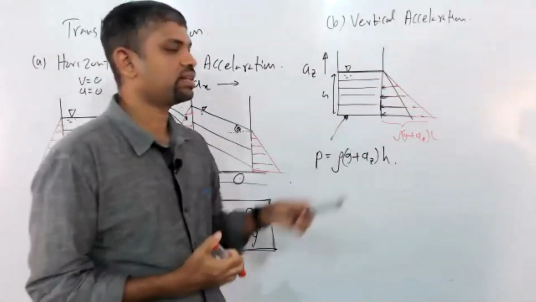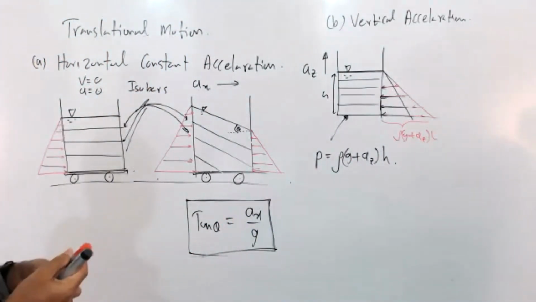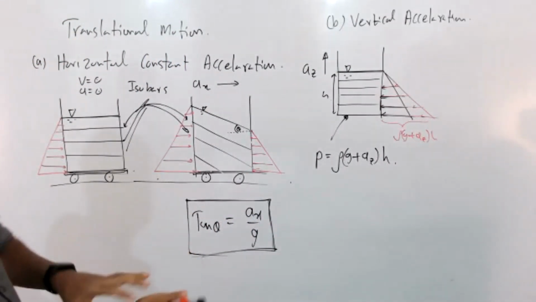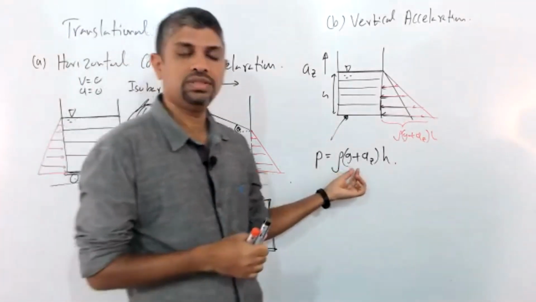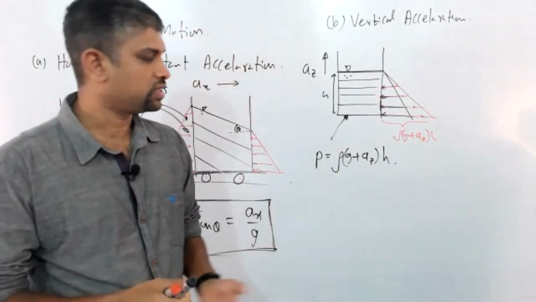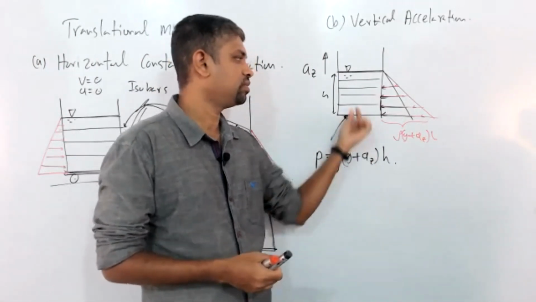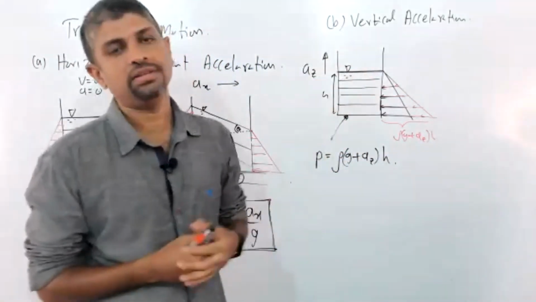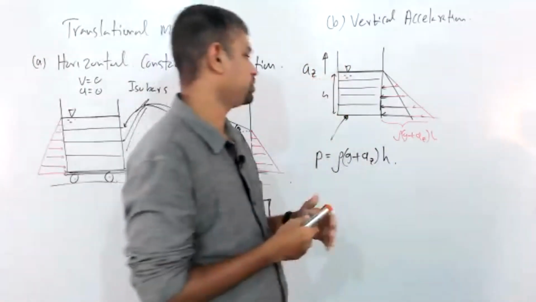If it is downward acceleration, the effective acceleration is g minus az. You can see that if the downward acceleration is g, then the pressure will be 0 everywhere in the fluid. It will be the atmospheric pressure.